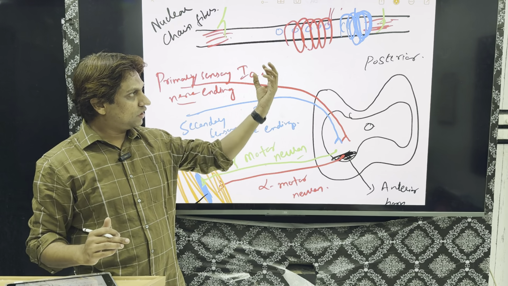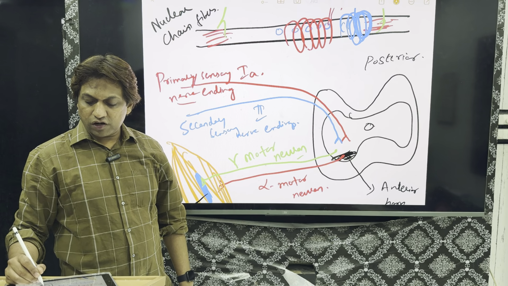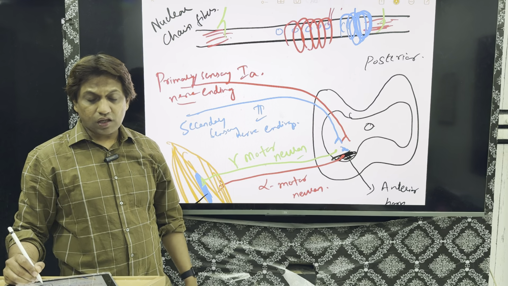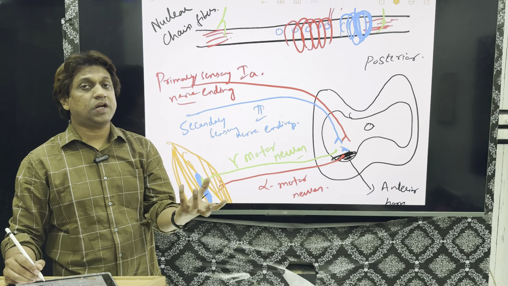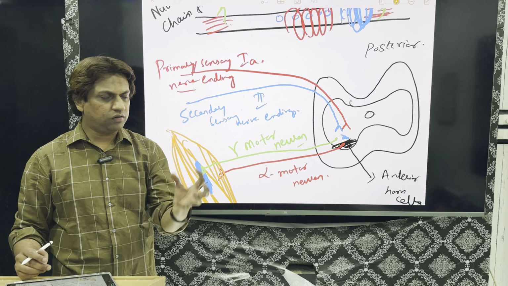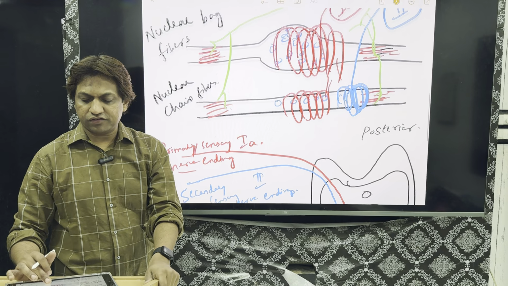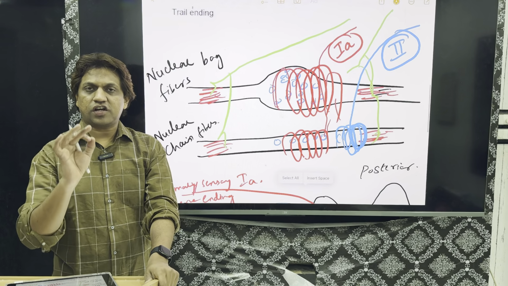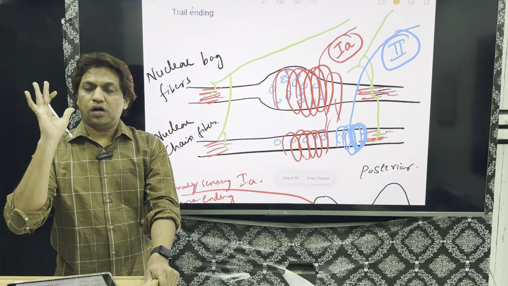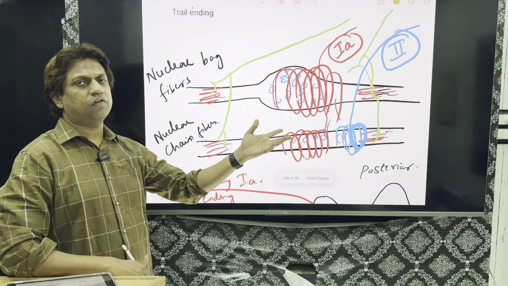So ultimately the information from the type 1A and type 2 goes back to the alpha motor neuron, and there is a synapse here. That's why it is known as the stretch reflex, the monosynaptic reflex. We will discuss that, and it will send the signal to the alpha motor neuron so that the muscle can contract. Okay, we will discuss it in the stretch reflex. For the time being, just concentrate on the structure of the muscle spindle. This is the structure. If you draw it like this, you will get full marks in your theory examination.